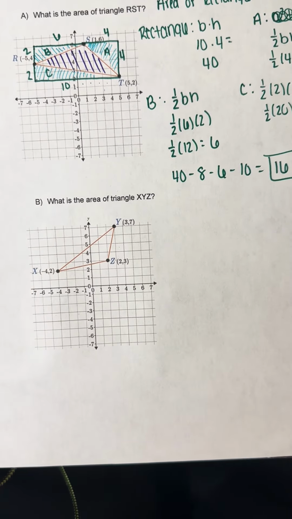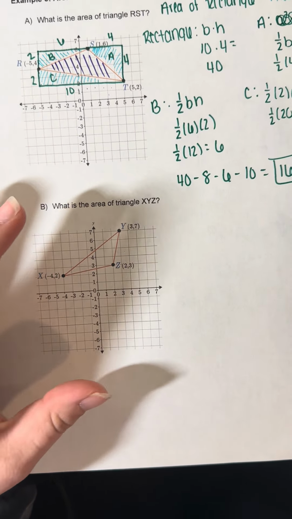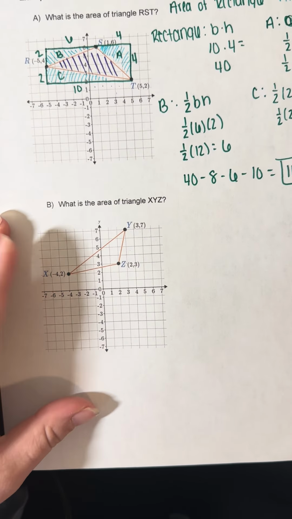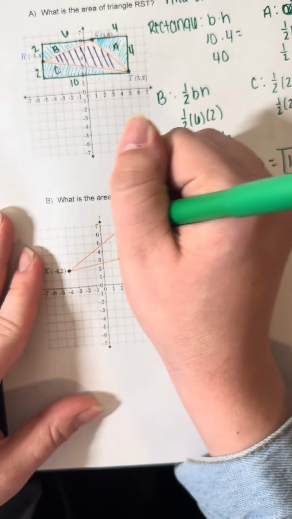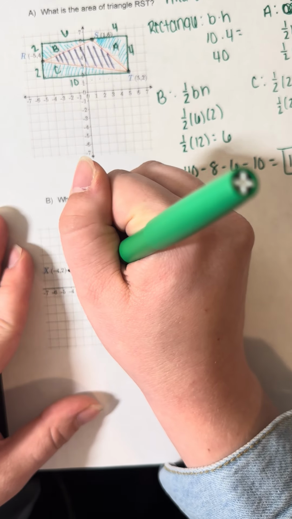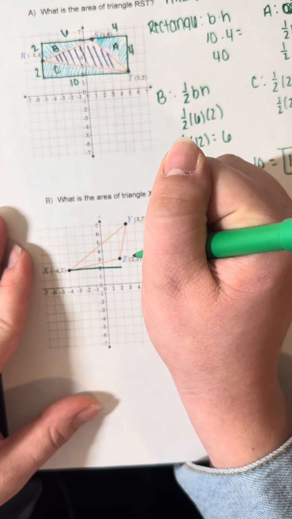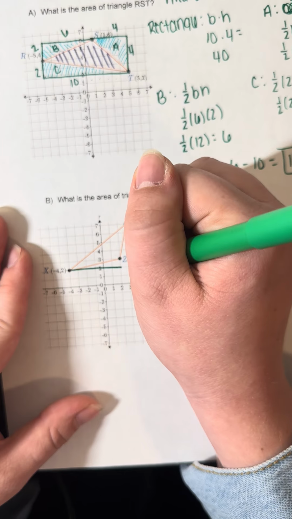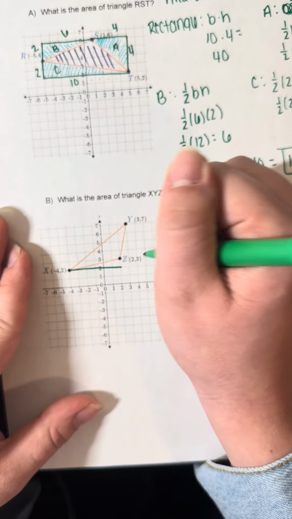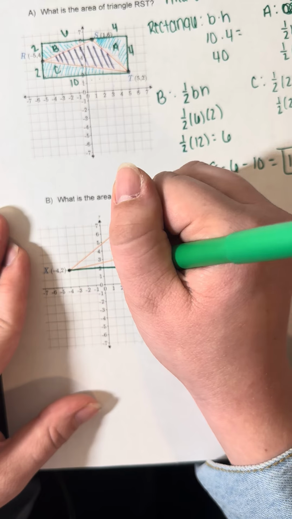Okay, and then we'll try the next one. It was the area of triangle XYZ. So we're going to do the exact same thing. I'm going to make a border along all these points first. So border here. Actually, well, we have a little square here, so we'll have to take that into account.